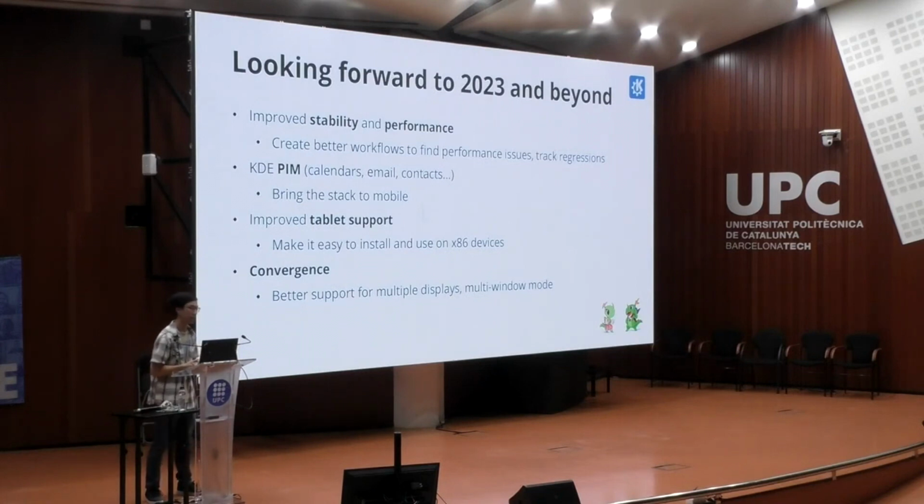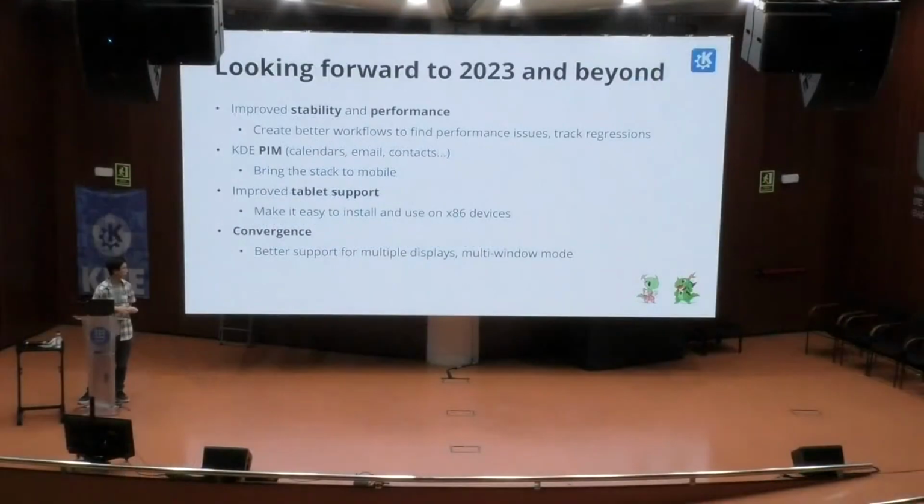And the second big goal really is KDE PIM. We want to provide an experience for users that allows them to unify their contacts, emails, and calendars all together. This is already a big thing on desktop. We want to bring that work to mobile, hopefully within the next year. There's actually a BoF about that you can check out. I think it's just called the KDE PIM BoF. Yeah, Carl.